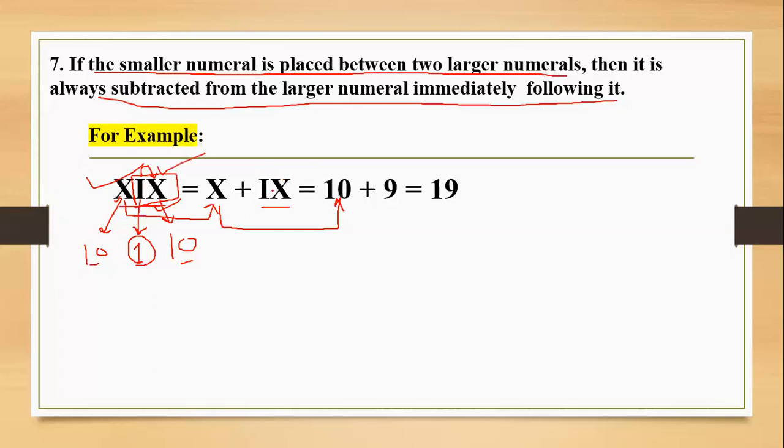And I told you, whenever the smaller number comes on the left side of the bigger number, we have to subtract the smaller from the bigger number. So X is representing 10 and I is representing 1. We have to subtract 10 minus 1 is 9. Then we have to add the two numbers together. 10 plus 9 is 19. This will give you the answer for XIX.